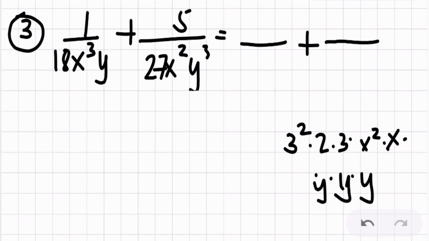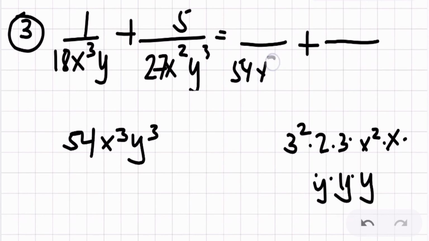So this is a total of 3 squared is 9 times 2 is 18 times 3, that is 54. And then x squared times x is x cubed. And then y times y times y is y cubed. So this is now our LCD. 54 x cubed y cubed. Okay, now let's do the next step.